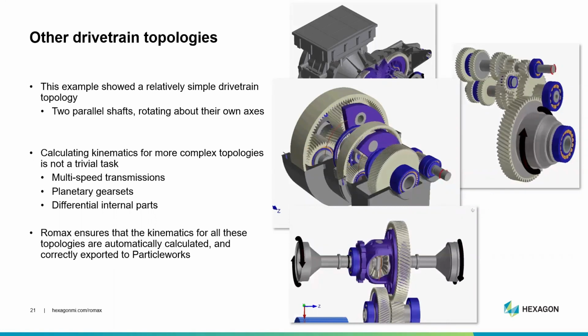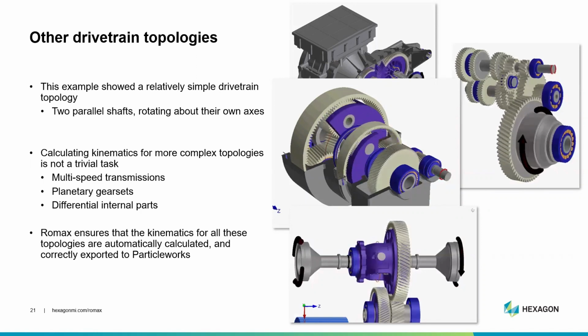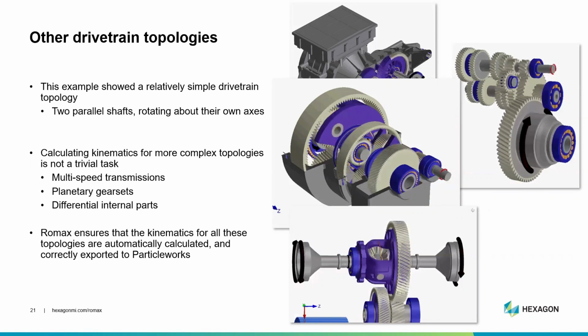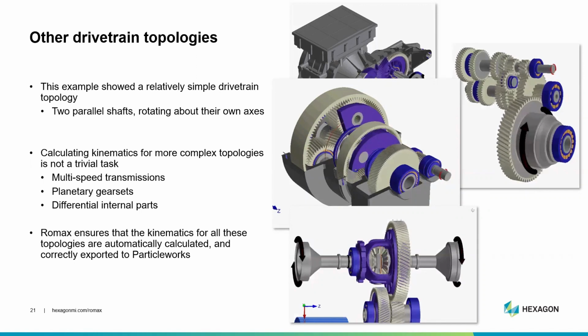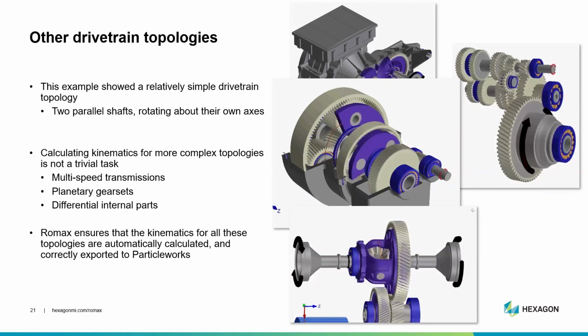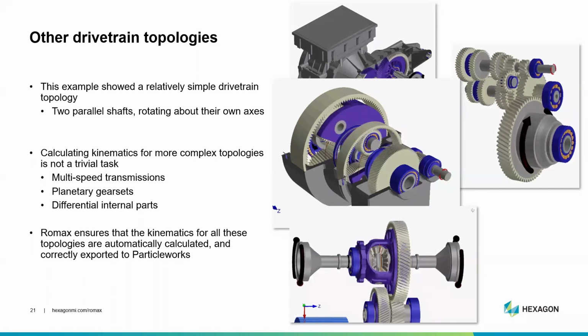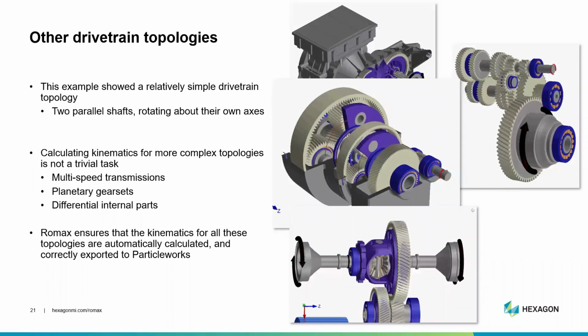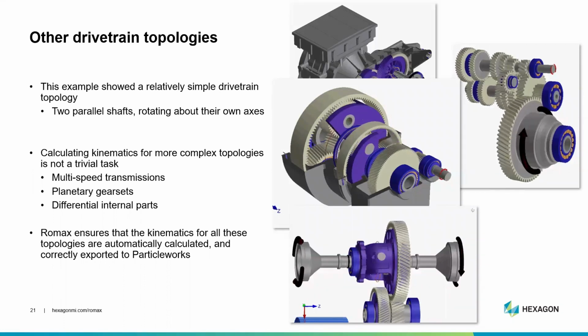So there are lots of different complex topologies out there, and the interface between Romax and Particleworks is capable of making sure that all of these topologies correctly calculate the kinematics, and again, make sure that data is correctly passed to Particleworks. So for very complex topologies like this, it can give quite significant time saving in making sure the model is correctly set up.